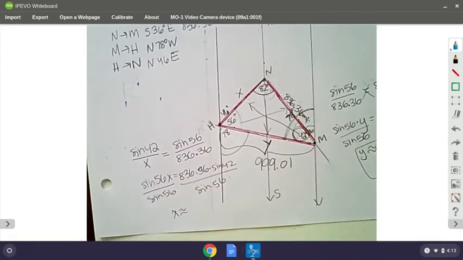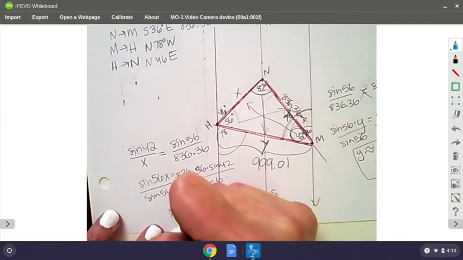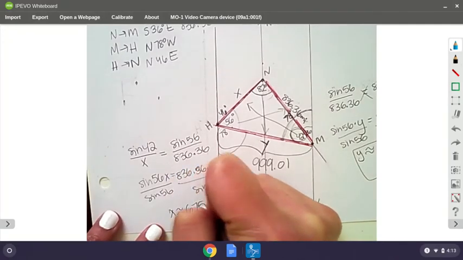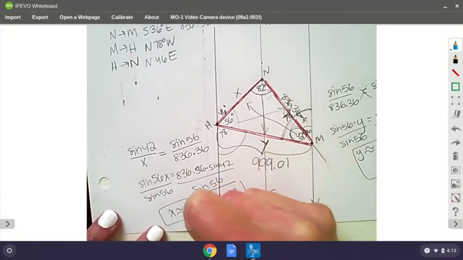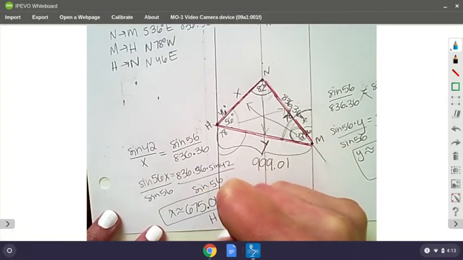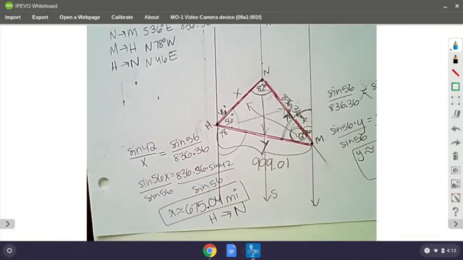Okay, so you end up with 836.36 times sine of 42 equals, and then you want to do divided by sine of 56. And it's 675.04. And that's miles. And that's from Houston to Nashville.